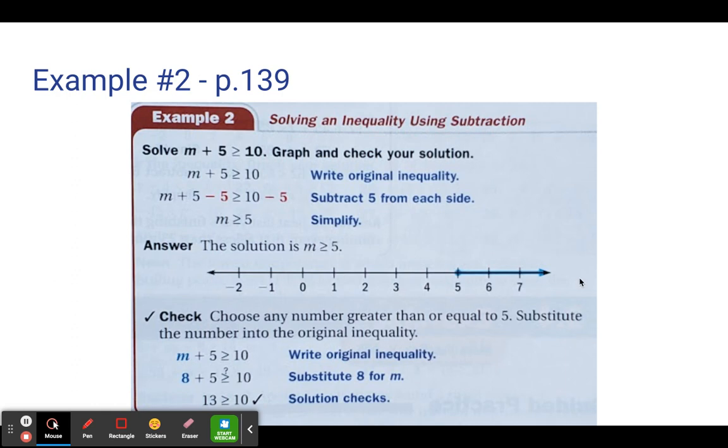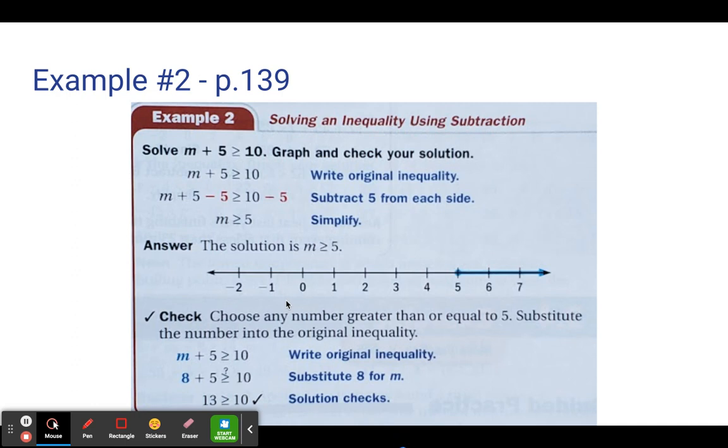And if we want to represent that as a graph, we just, again, have our number line. We have our dot right at 5. We have that colored in, and then all numbers greater than or equal to 5. That's why the dot's colored in. All numbers greater than 5 are colored in, because m could be any one of those.